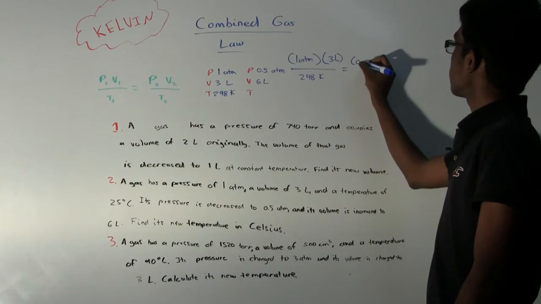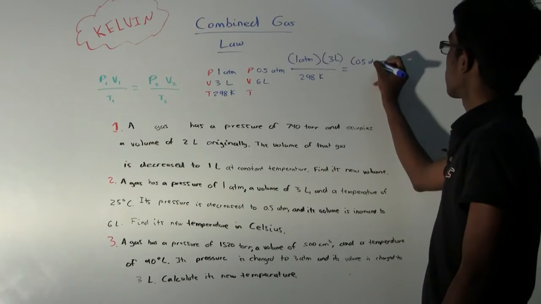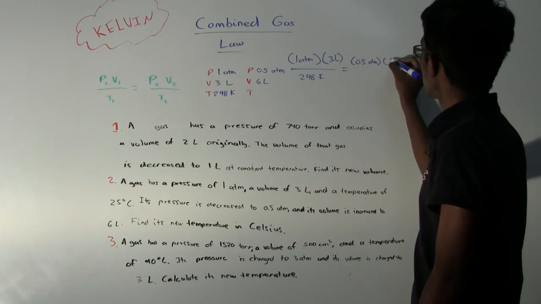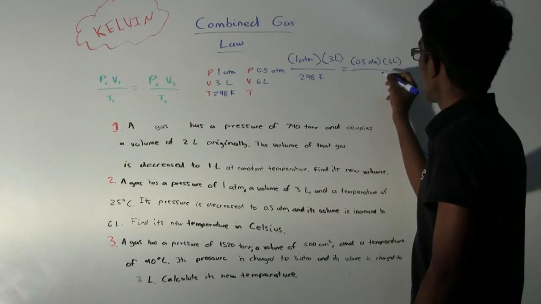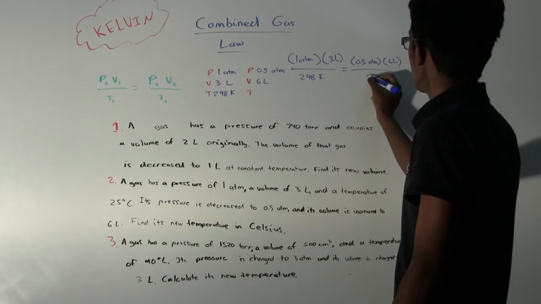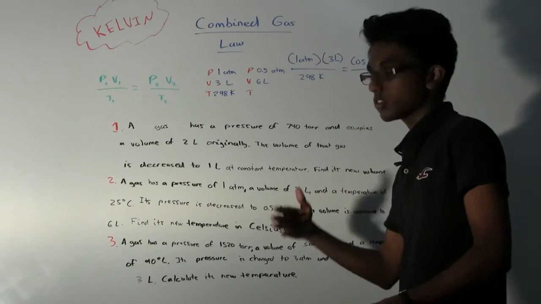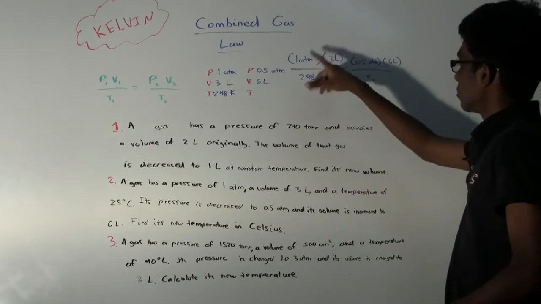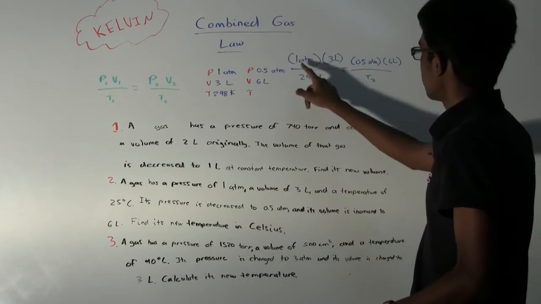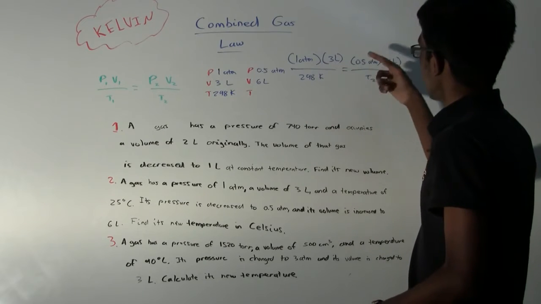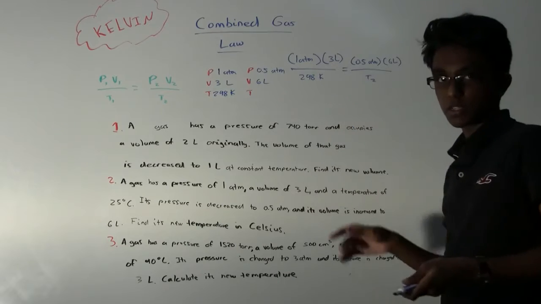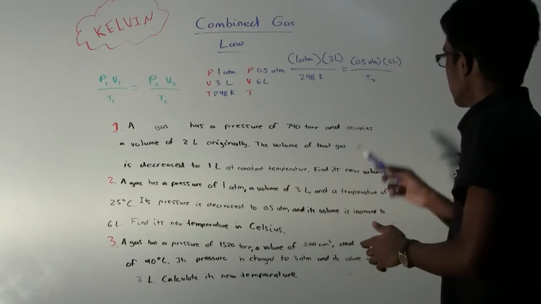P2 is 0.5 atmospheres. V2 is 6 liters. And our final temperature is T2. So what you're going to do is go ahead and solve for T2. Simple math, multiply this, divide by that, and then you can flip, you can do whatever you want. Just basically solve this equation, okay? And then you're going to get T2.